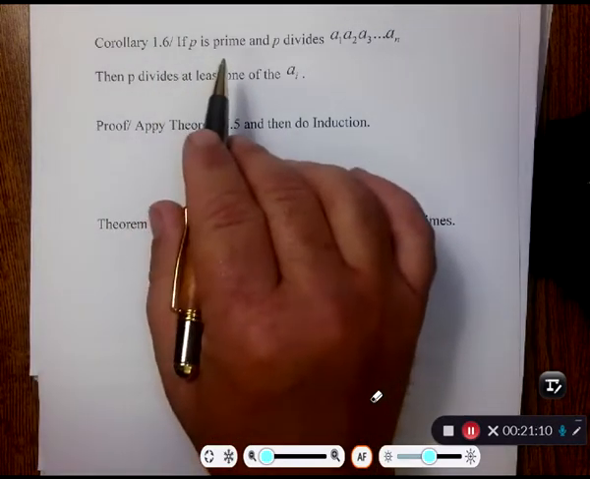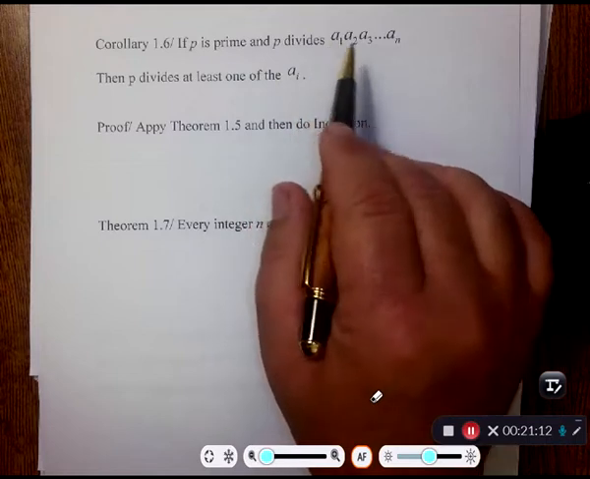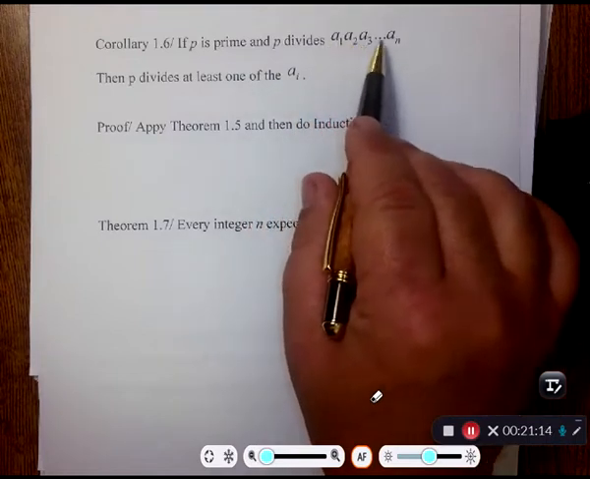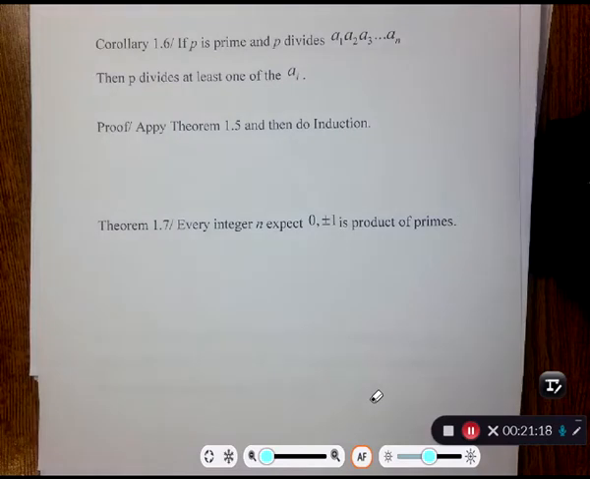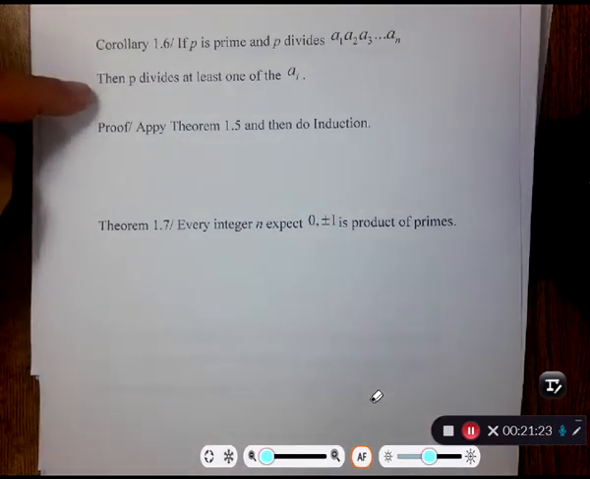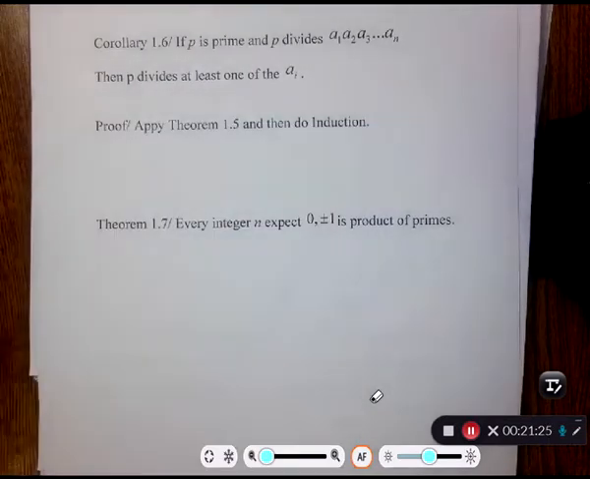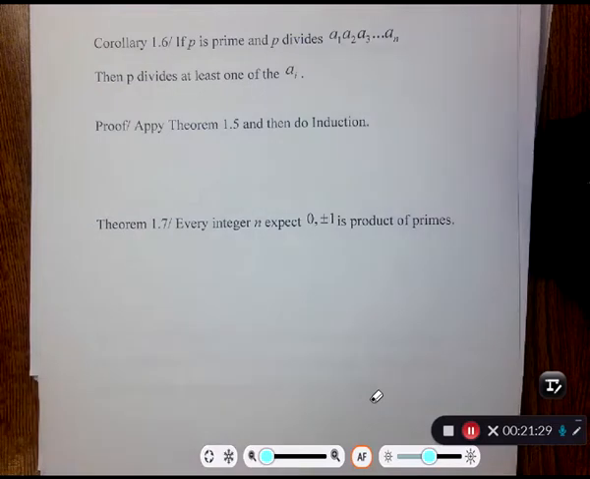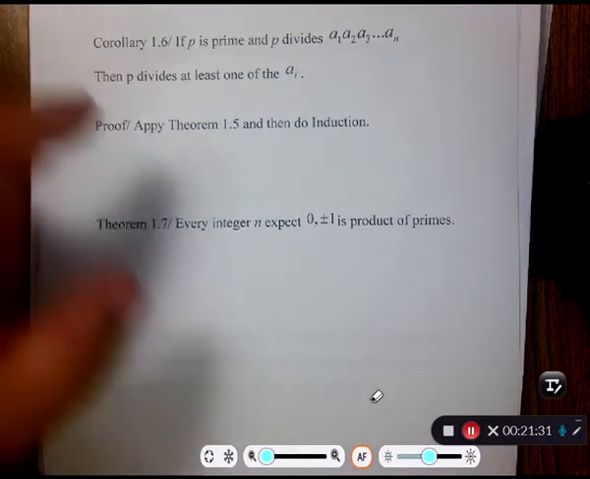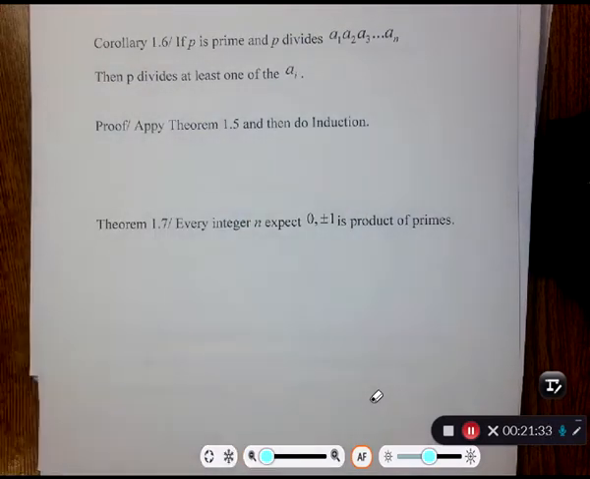If P is prime and P divides A1 times A2 times A3 times AN, a bunch of integers, P divides the product of a bunch of integers, then P divides at least one of these AIs. It may divide more than one, but it's guaranteed you're going to divide at least one of these AIs. And again, the proof of this one is done by induction. And I'll just kind of talk about it for you instead of writing it up.